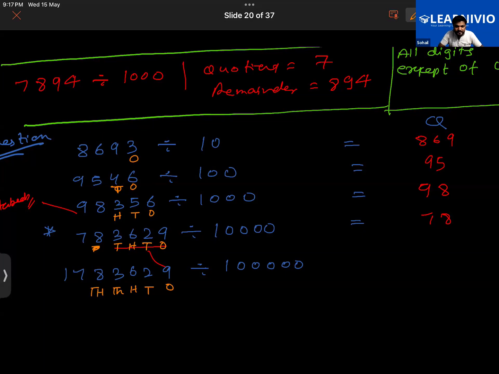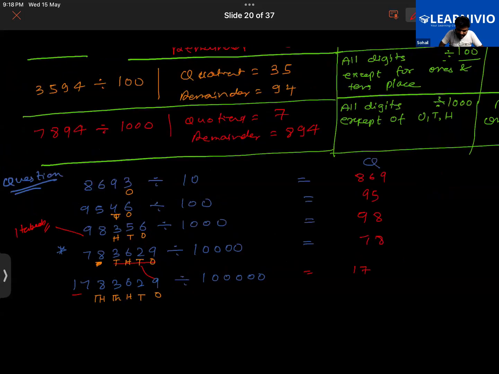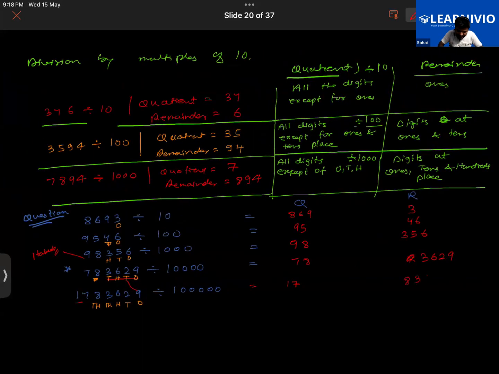Getting my point? Yes. So thereby you would be writing only 17. So 17 is the quotient, and the remainder is 83629. Hope it is clear now. Is it clear to both of you? Habib, I think you're not getting it.